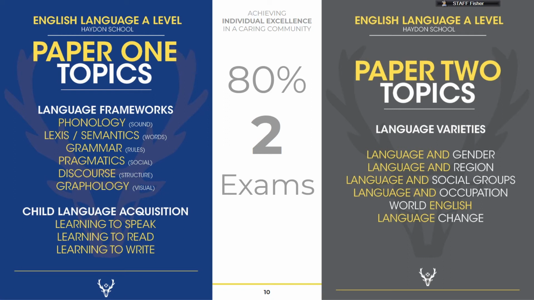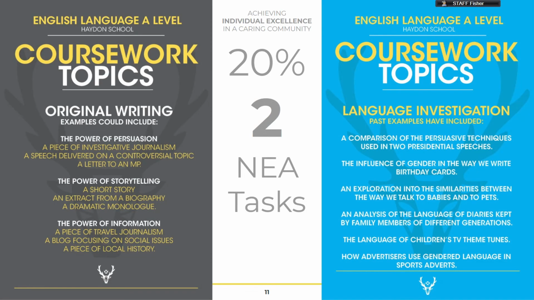On paper 2, it's a topic or paper that we call sociolinguistics. We'll look at all of the different things that affect language, such as gender as mentioned, region, social groups, occupation, looking at English as a world language and language change. Now your exams, those two papers, will consist of 80% of the final grade. Now in English language A-level, you'll also complete 2 NEA tasks or pieces of coursework.